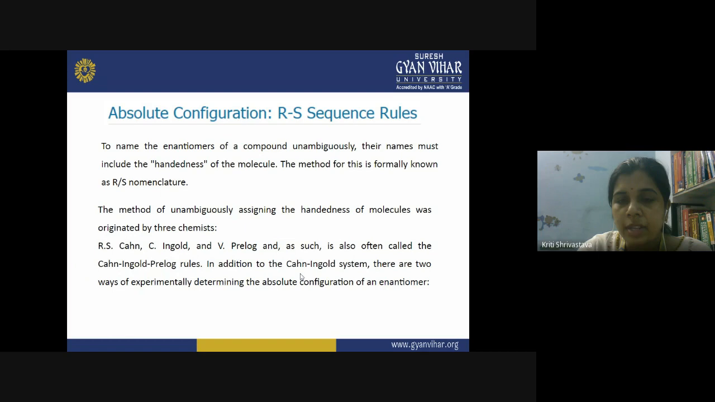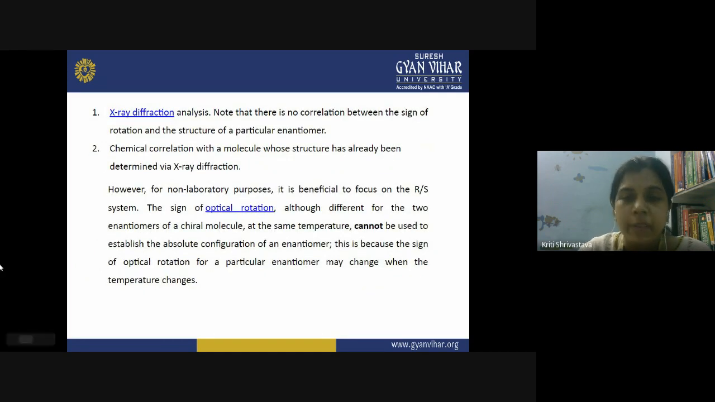In addition to the Cahn-Ingold-Prelog system, there are two other ways of experimentally determining the absolute configuration of an enantiomer. So what are the experimental methods? Let us look at them first. First, we have X-ray diffraction analysis, by which you can assign the handedness of the molecule. There is no correlation between the sign of the rotation and the structure of the particular enantiomer. That is a very important point, because we were considering that if it rotates light to the left, we give it an L, and if it rotates light to the right, we assign it a D.